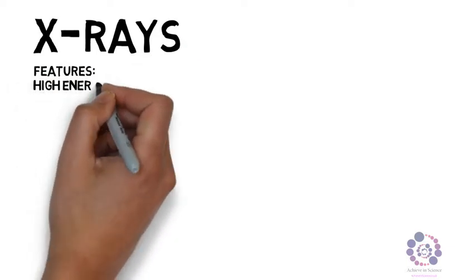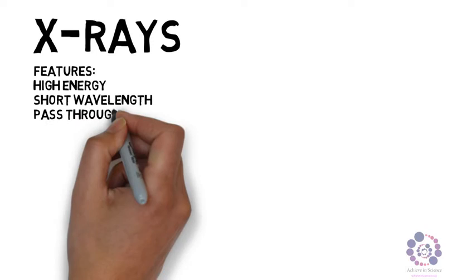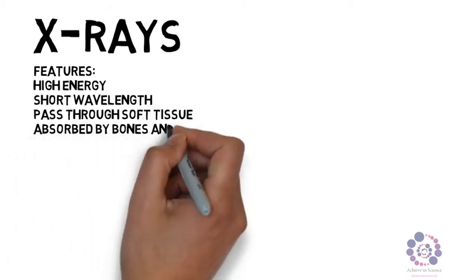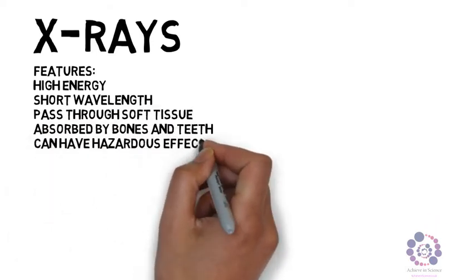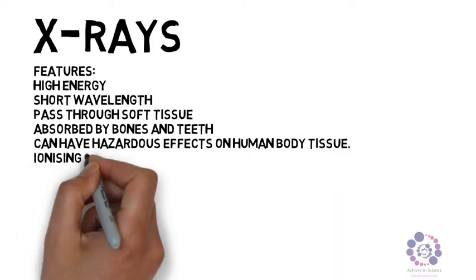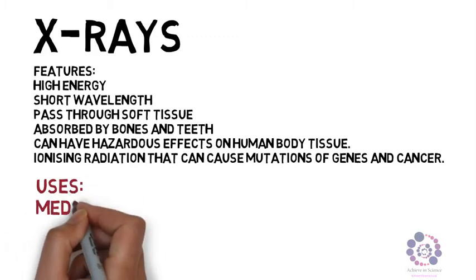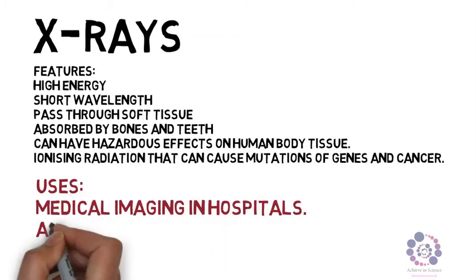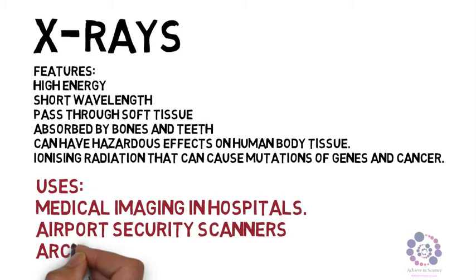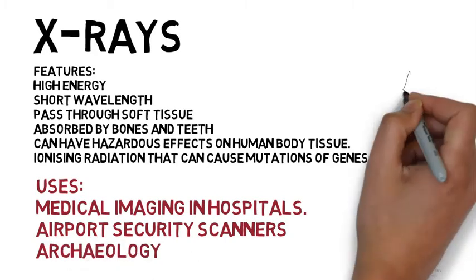Next we have X-rays, high energy, short wavelengths which pass through soft tissue and are absorbed by bones and teeth. They can again have hazardous effects upon the human body tissue. Ionizing radiation can cause mutations of genes and cancer. They're used in hospitals for medical imaging, in airports for security cameras, and archaeology.